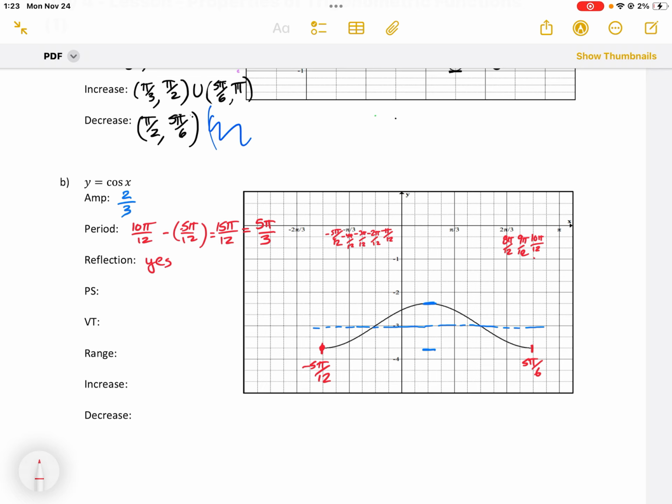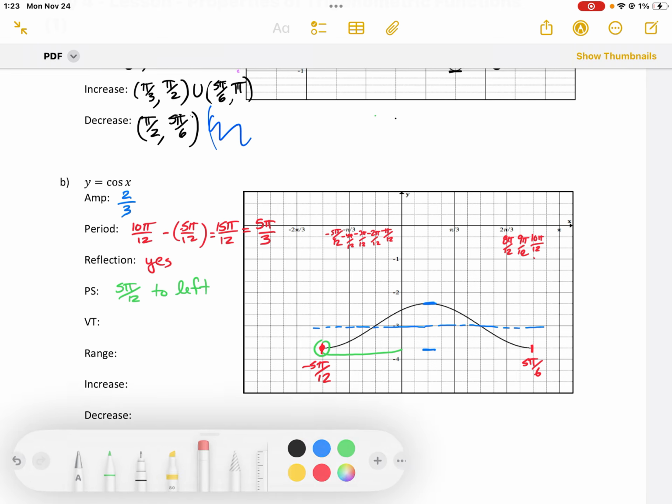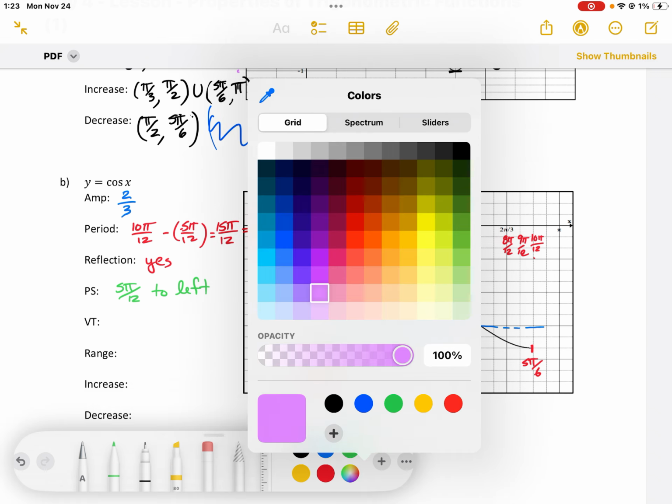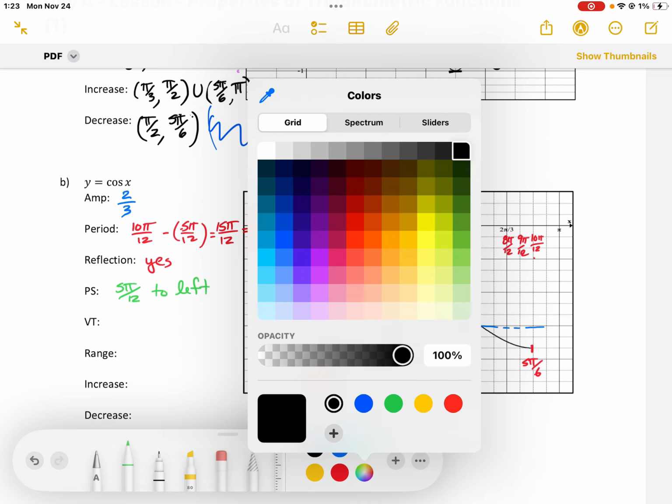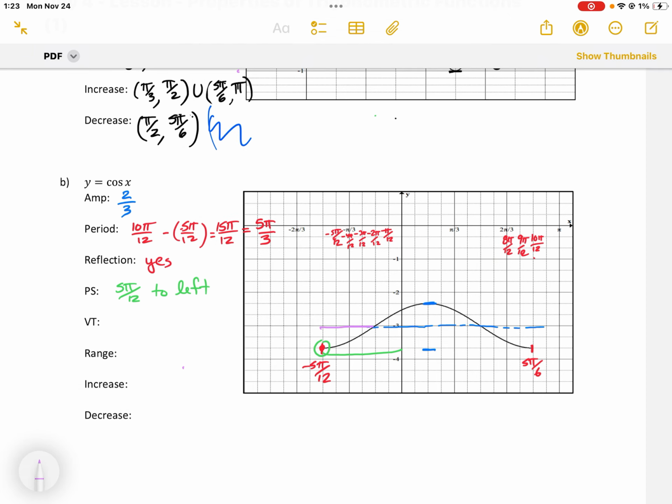The phase shift is looking at the first value and seeing how far away it is from its original starting point on the y-axis. This one has gone minus 5 pi over 12, to the left. My vertical translation is how far down this axis is, that blue one that I drew at the beginning, how far this is down from where it's originally supposed to be, right at y equals 0. So it's gone down 3.